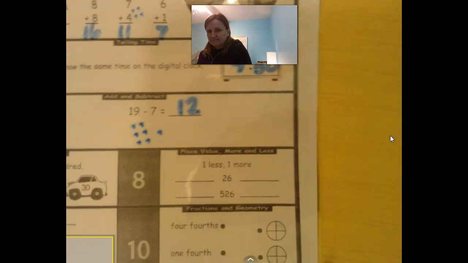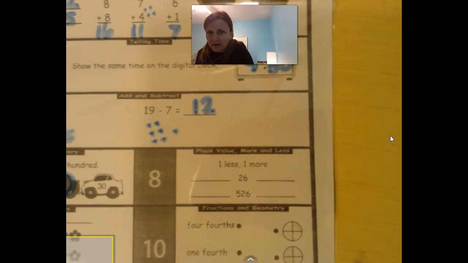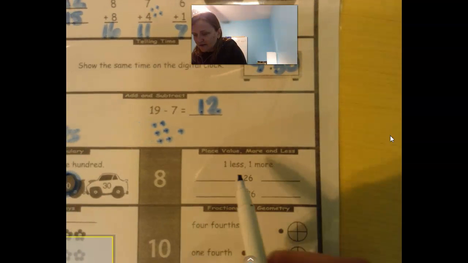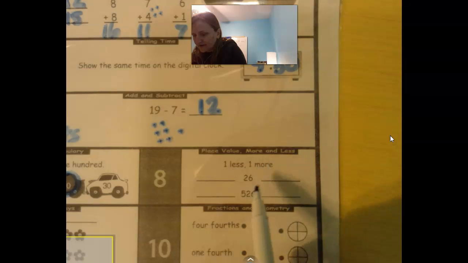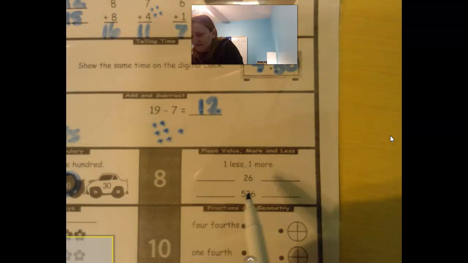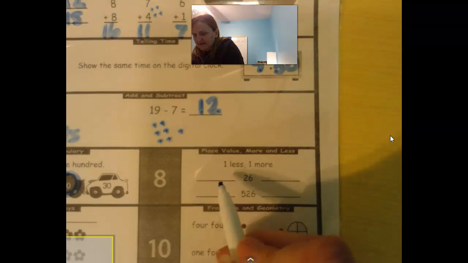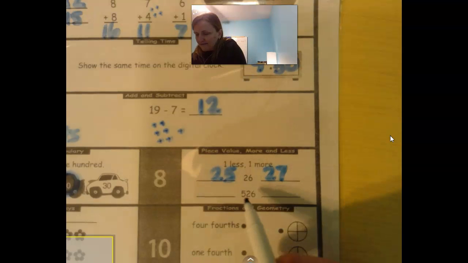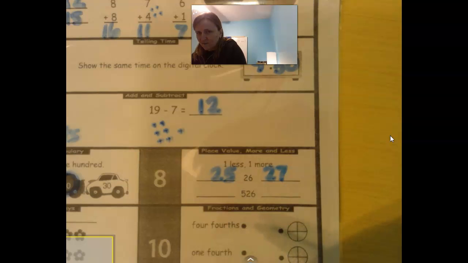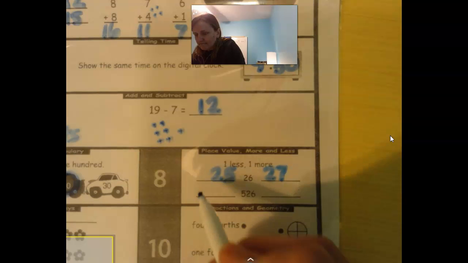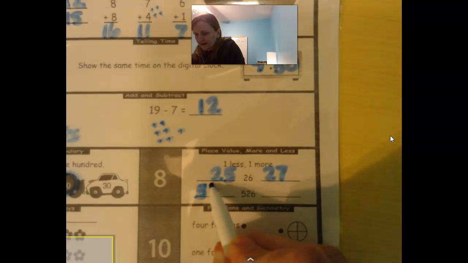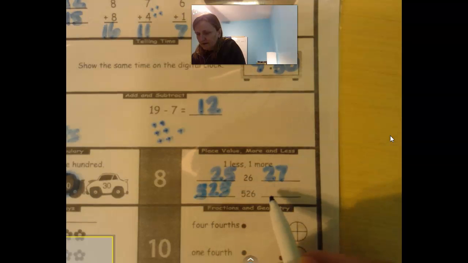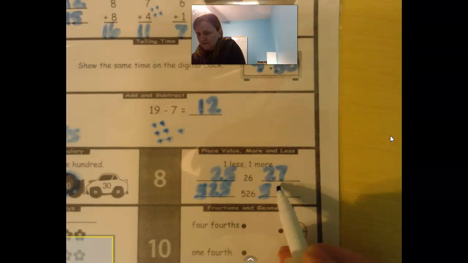Skill 8 is place value and more and less. So they just want you to do one less and one more. So the number they're starting you with is 26. One less than 26 is 25. One more than 26 is 27. 526. What's one less? 525. And one more is 527.